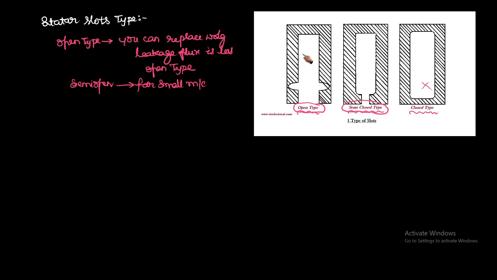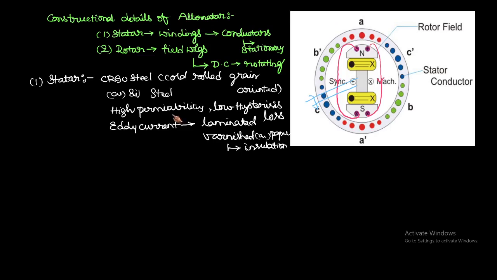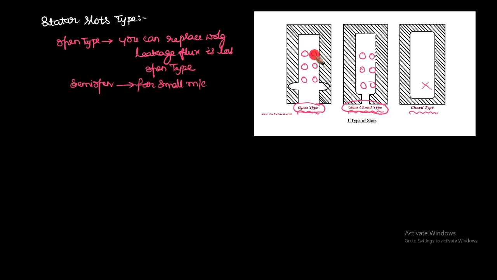Okay, in these slots we are going to place the conductors like this. Here we are going to place the conductors, that is what I am telling. If you observe in the previous diagram, here we are placing the conductors. Here the conductors are placed in case of either open type or semi closed type of slots.